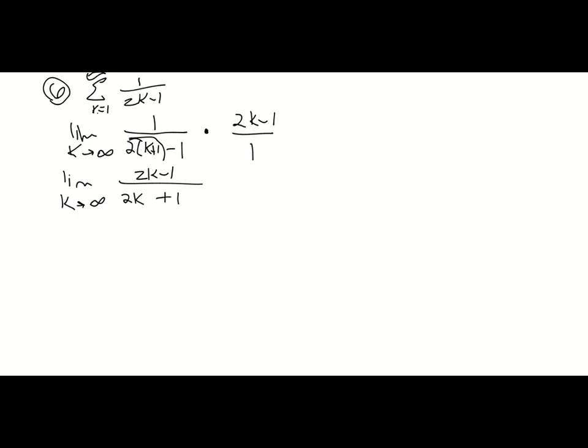Okay, so what's that going to give us? We have a rational function. The degree of the numerator is the same as the degree of the denominator, so the limit would be the horizontal asymptote, the ratio of the leading coefficients, 2 over 2, which equals 1. What did we say happens when the limit is equal to 1 on the ratio test?